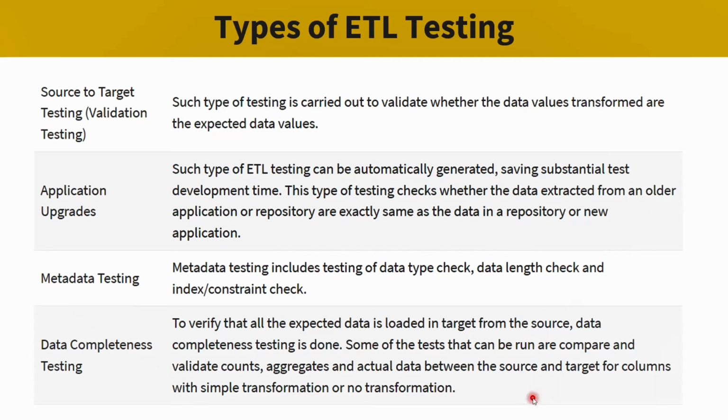Some of the tests that can be run are to compare and validate counts, aggregates, and actual data between the source and target for columns with simple transformation or no transformation. So this is how in data completeness testing, our goal must be to make sure that the expected data is loading from the source system to the target system now.